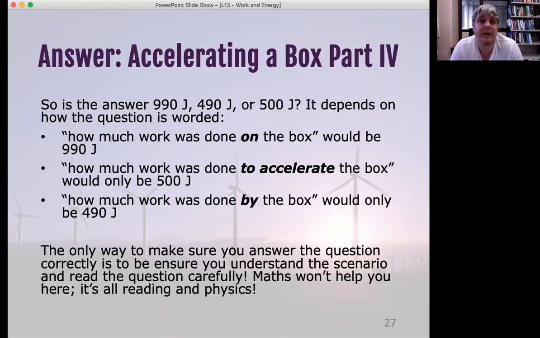So the only way to answer this question correctly is to ensure you actually understand the scenario and understand the question. Read the question carefully. Maths cannot help you here. This is all physics and reading, right? So English, a bit of reading comprehension: read the question, understand the scenario, and then you'll be able to answer it. So let's go back and actually have a look at that question.